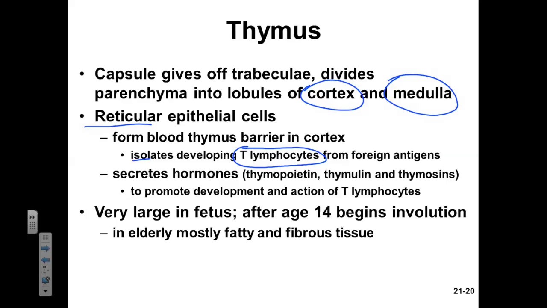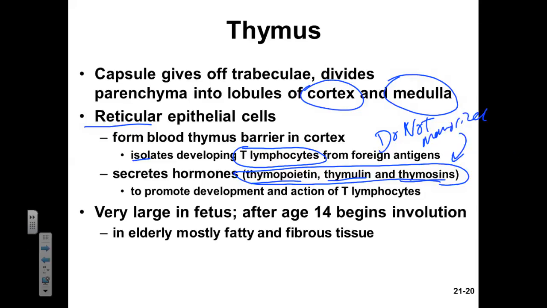We're also going to have some hormones secreted from our thymus. One of them is going to be thymopoietin. We're also going to have thymolin and thymosins. I do not want you to memorize the names of these hormones. Do not memorize. What I want you to know is that we have special hormones in the thymus that help us develop T cells.